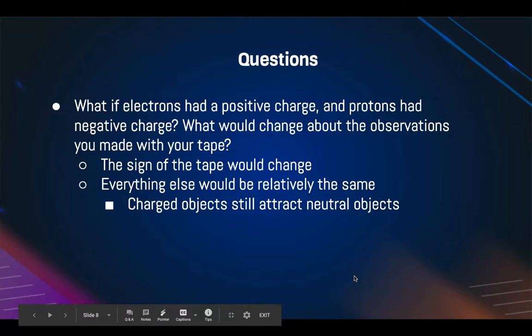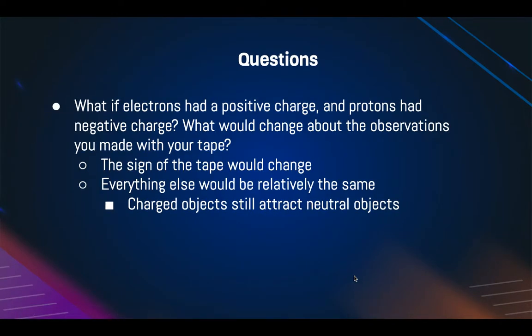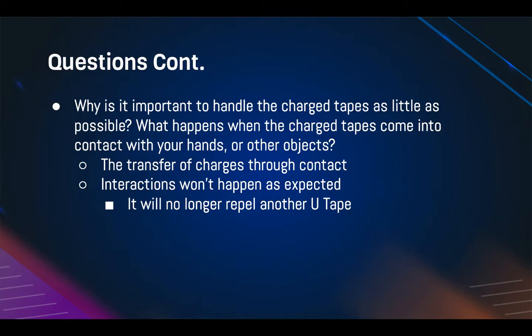So some final questions. What if electrons had a positive charge and protons had a negative charge? So the sign in the tape would change, but the interaction should remain the same since everything changes sign of charge. So charged objects should still attract neutral objects.